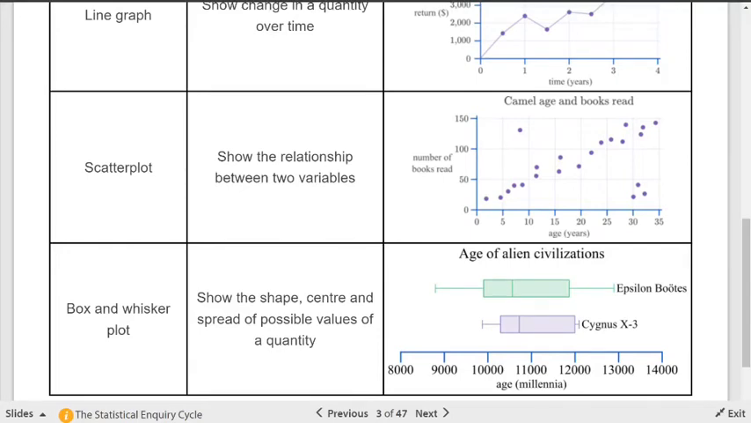The next one is one you're definitely going to see. It's something called a scatter plot. Okay? A scatter plot is a good way of showing a relationship. So scatter plots are used to show relationships.